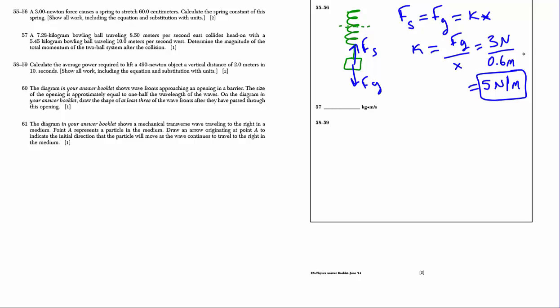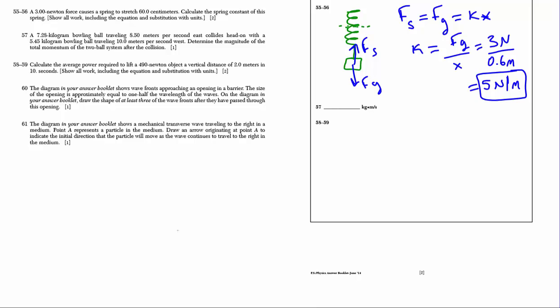Okay, for number 57, we have a 7.28 kilogram ball traveling 8.5 meters per second east. It gets hit head on with a 5.45 kilogram bowling ball traveling 10 meters per second west. We want to know the magnitude of the total momentum of the two-ball system after the collision. Notice you don't need to show work for 57. They don't even give you a lot of space. You're supposed to do your work on a scrap. All they're looking for here is the correct answer.